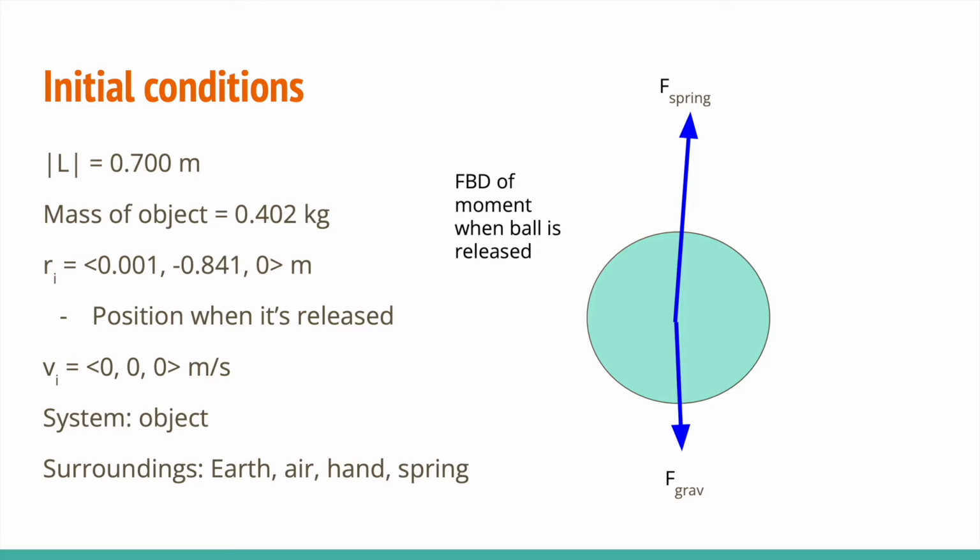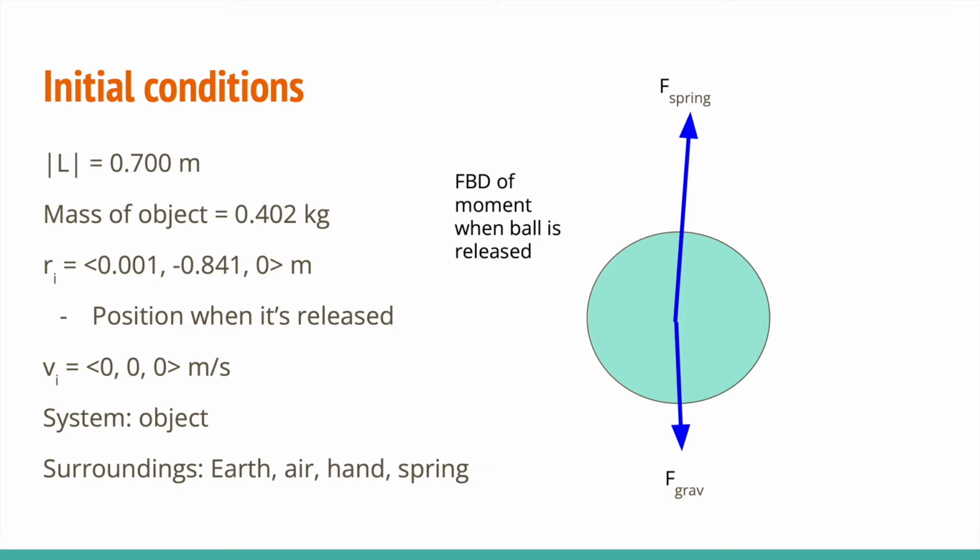The initial conditions of this lab are that the magnitude of the length is 0.7 meters. The mass of the object is 0.02 kilograms. The initial position of the object is 0.001 in the x and negative 0.841 in the y. It should be noted that the x value is much smaller than the y value. The object starts at rest, so its initial velocity is 0.